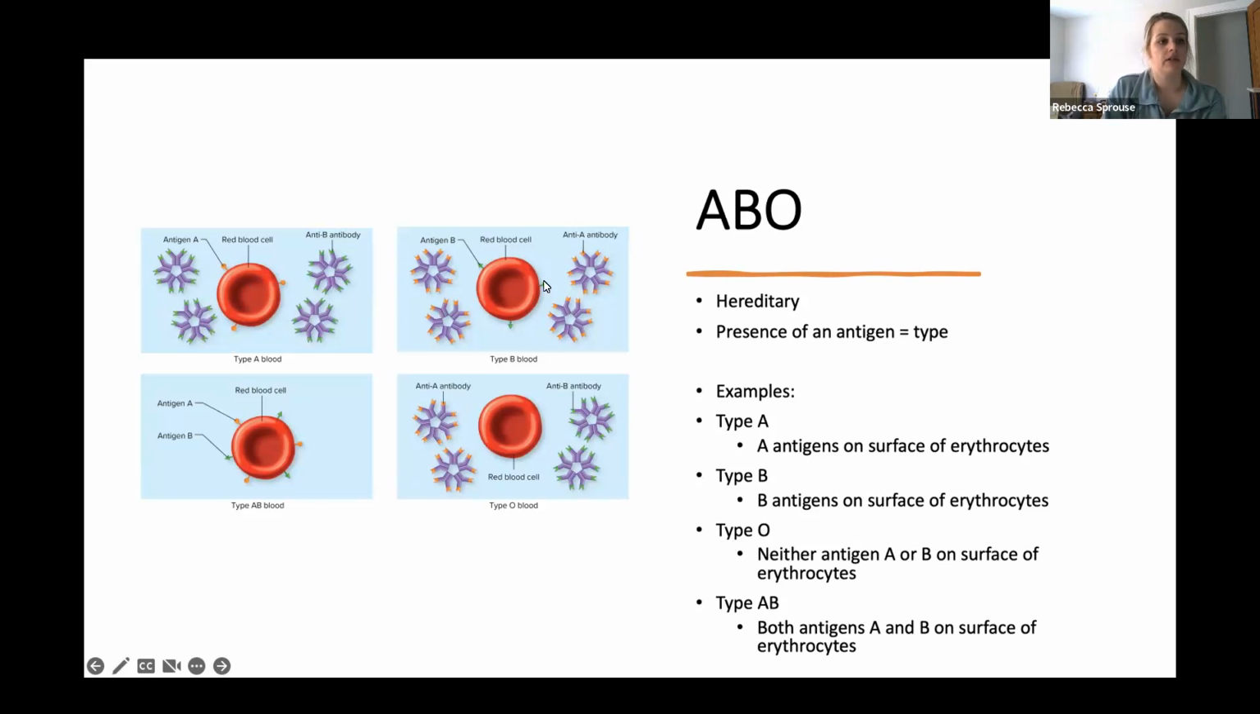Type B, here's type B blood. So here's a different type of flag or a different type of antigen. This is type B antigen. So because this red blood cell has type B antigens on the surface, this is type B. AB has both. So here's the A, the orange, and the green. So it's got both on its surface. So this is type AB. And then type O has none. There is no type O antigen, it's just none.